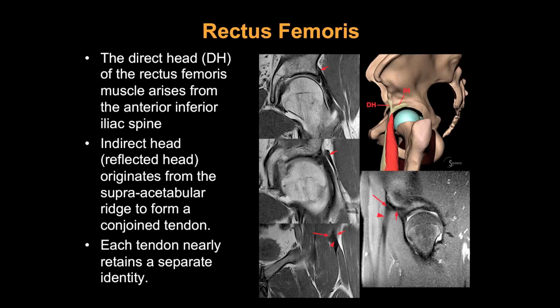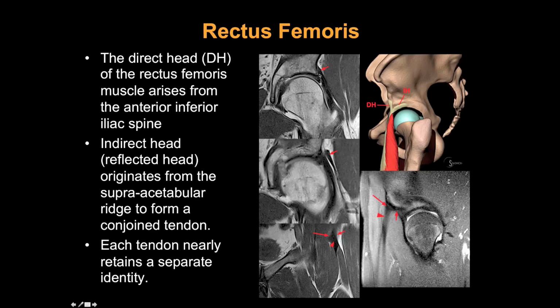The rectus femoris has both a direct head, which arises from the anterior inferior iliac spine, and an indirect or reflected head, which originates from the supra-acetabular ridge, and distally they form a conjoined tendon. Each tendon nearly retains a separate identity. So on this diagram, we see the direct head of the rectus femoris originating from the anterior inferior iliac spine, and here we have that reflected head.